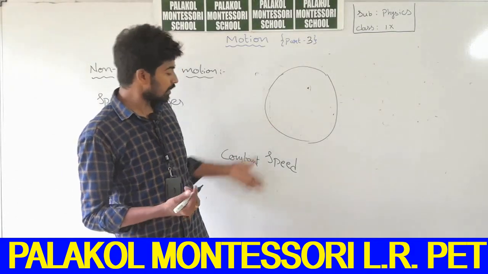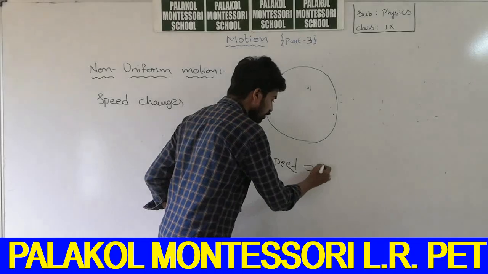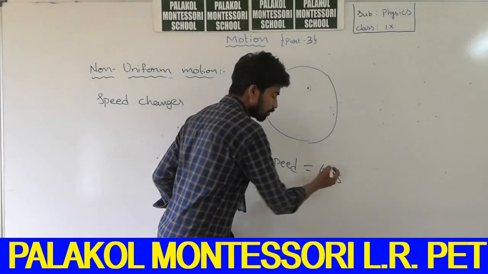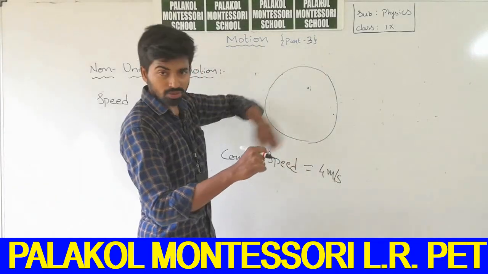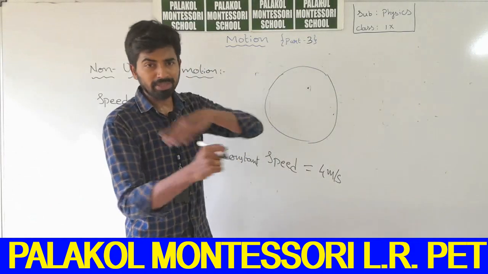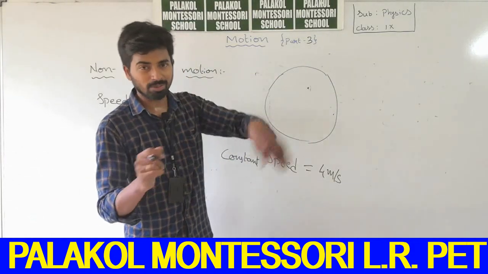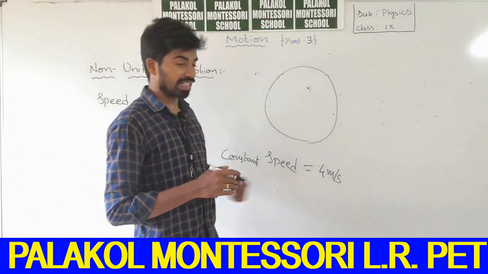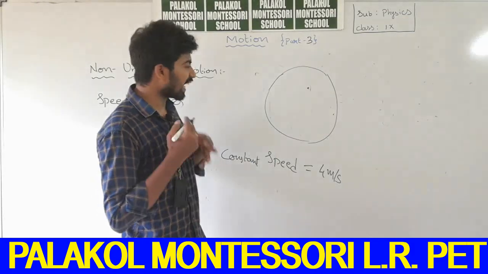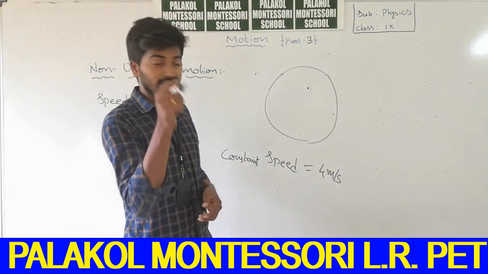Of course, it has the same speed. Let us take the speed as 4 meters per second. So, the stone is making rounds with a speed of 4 meters per second. But what was happening? The direction of the stone is changing.